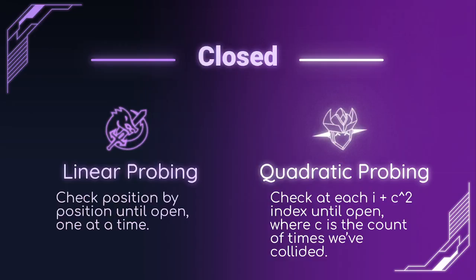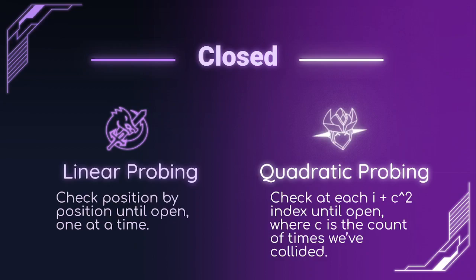How did we make that jump? Because we went 1 squared to 2 squared. So we went to 4. If that's full, we go to 3 squared, which is 9. And if that doesn't work, we go where? 16. We go to 4 squared. And keep in mind, that's on top of the initial index where the collision happened.